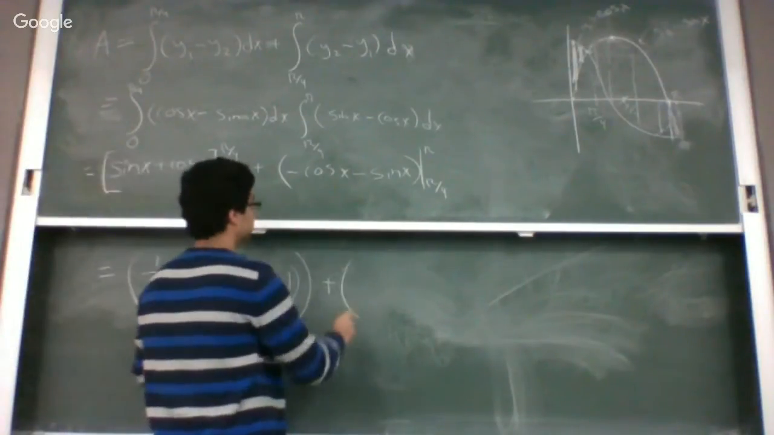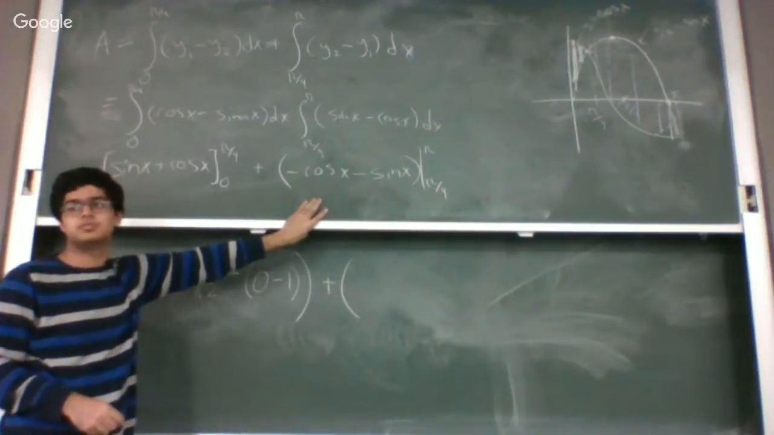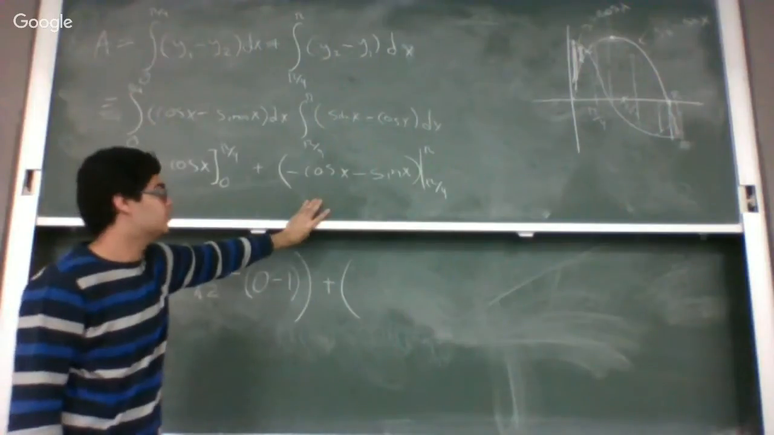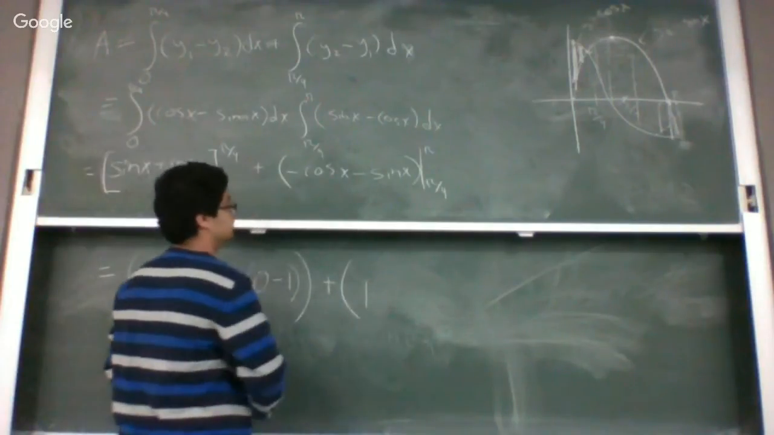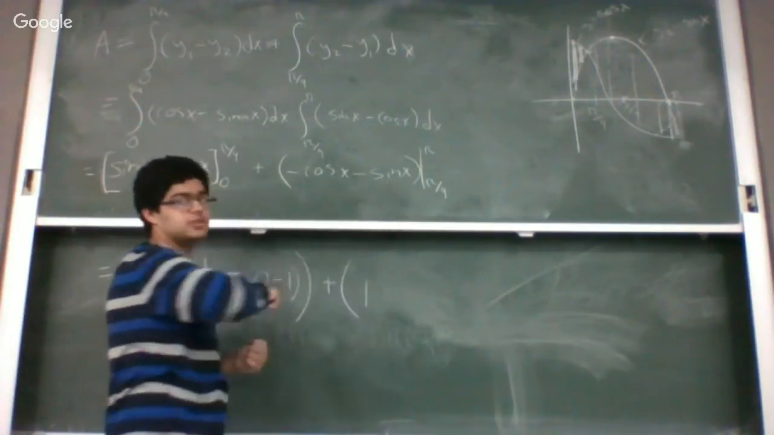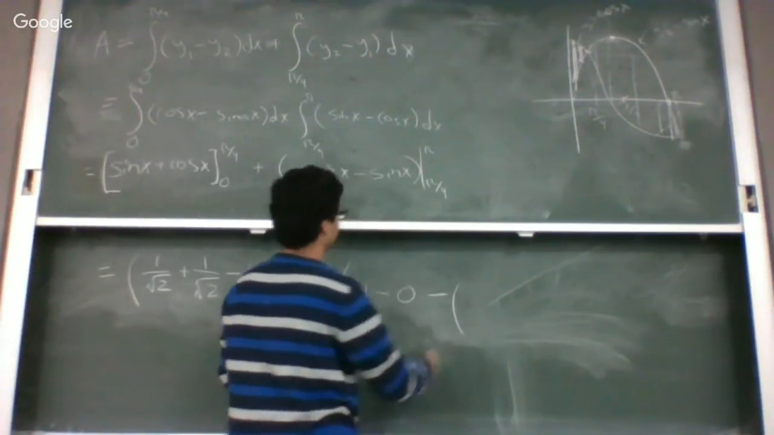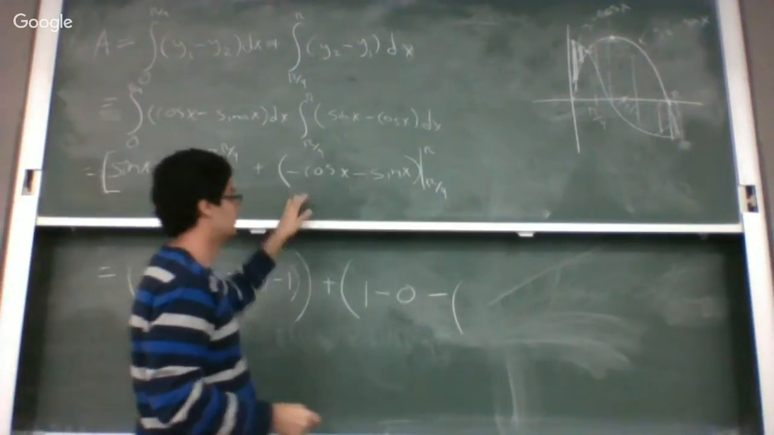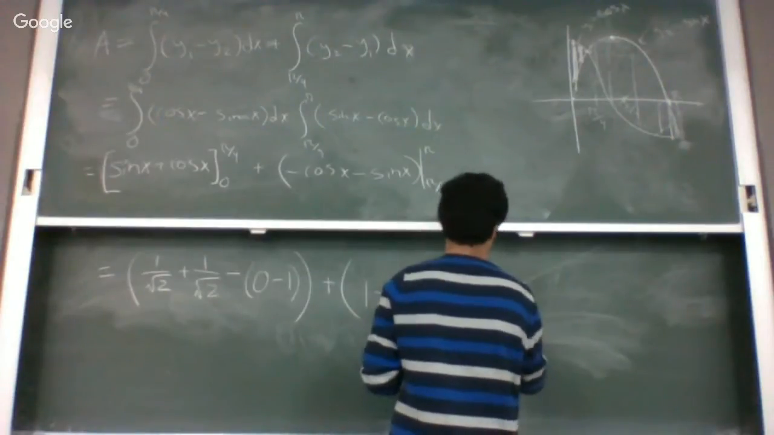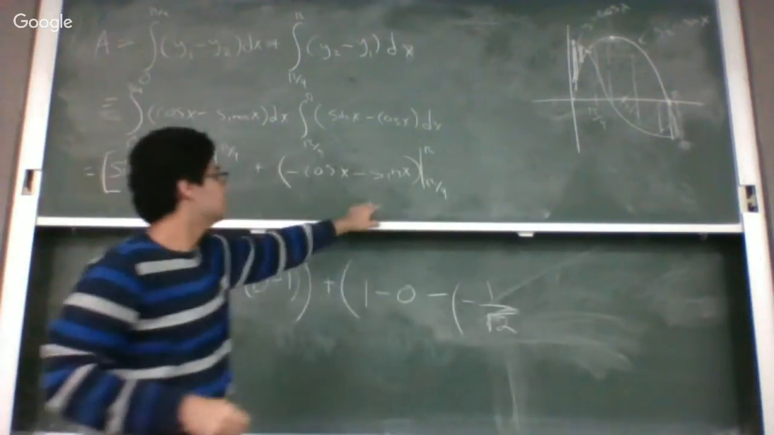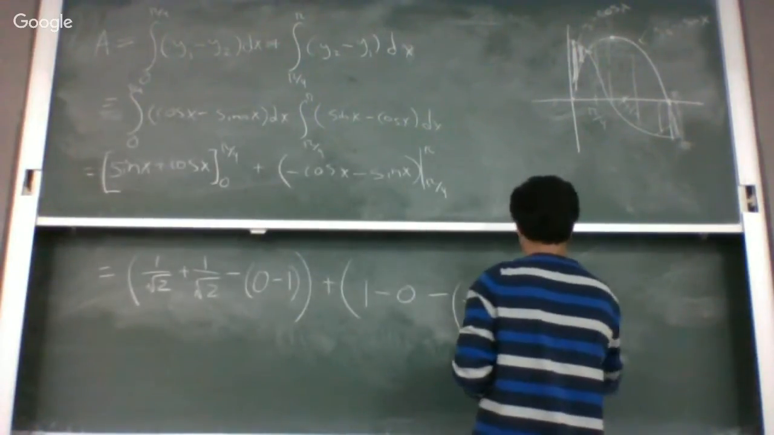Plus cosine of pi. What is cosine of pi? Negative 1, not 1. So then we have a minus cosine of pi. That's positive 1. Sine of pi is 0 minus the quantity of cosine of pi over 4. So it's minus 1 over square root of 2. Minus sine of pi over 4, minus 1 over square root of 2.